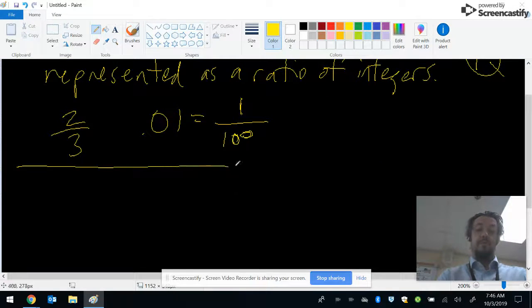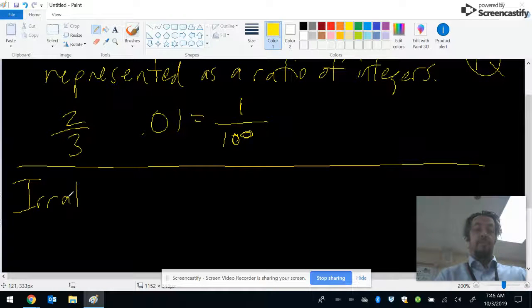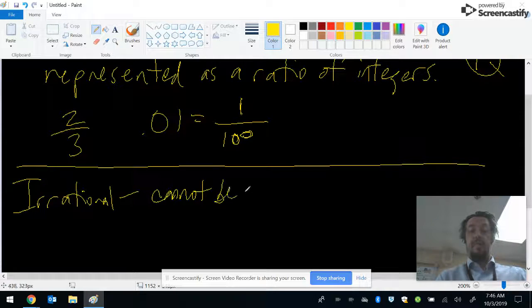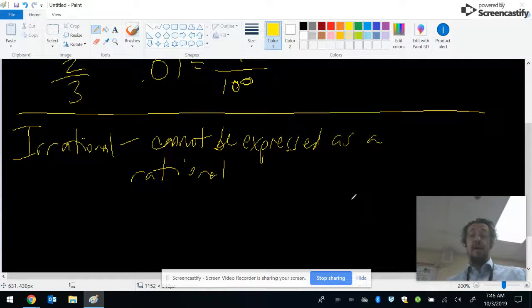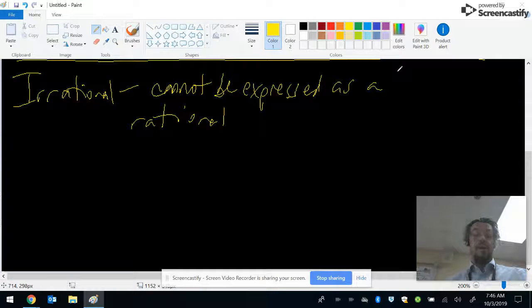For irrational numbers, we don't have a special letter. But irrational numbers, take a look here. Essentially, numbers that cannot be expressed as a rational, right? So not a ratio of integers. And so some examples of these are pi.